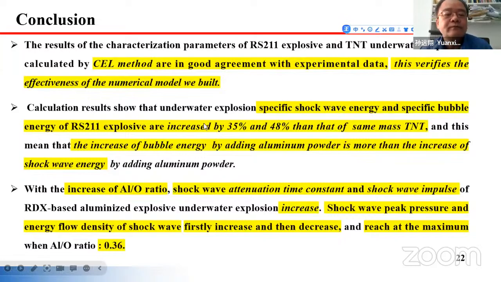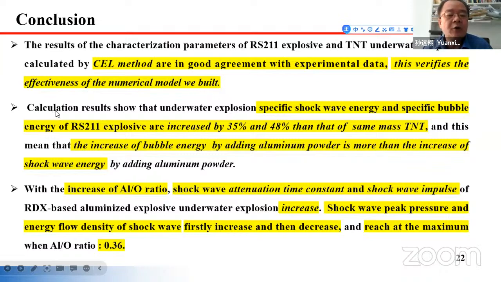Now the final part is the conclusion. First, the characterization parameters of RS-211 aluminized explosive, and of TNT and water, calculated by the CEL method are in good agreement with the experimental data. This verifies the effectiveness of the numerical method we built.